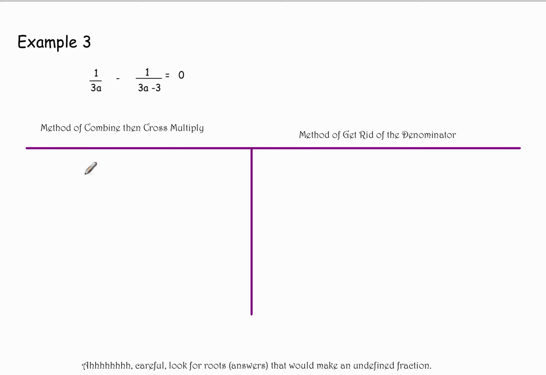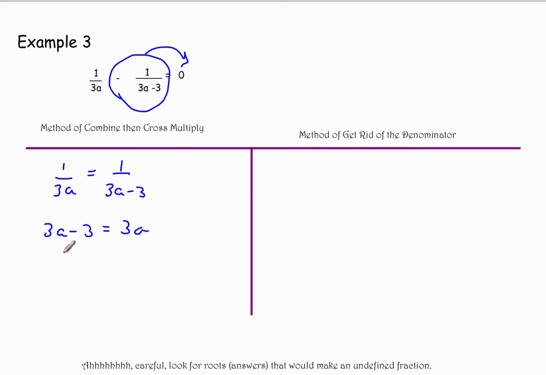Well, first thing I'm going to do is instead of combining, I'm going to realize that if I move this fraction right over to the right side, I don't have to worry about combining. I can just cross multiply and solve. Wait. Negative 3 equals 0. That's, where are my x's? Where are my a's? Where's my answer? All right, leave that there. Let's try this by getting rid of a denominator. Maybe I did something wrong.